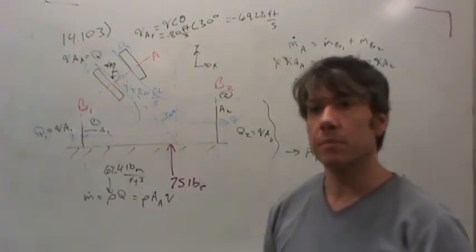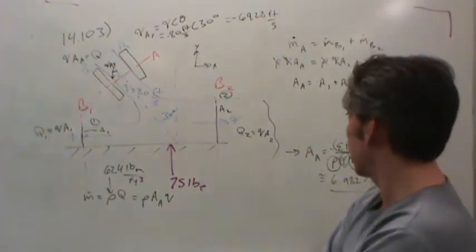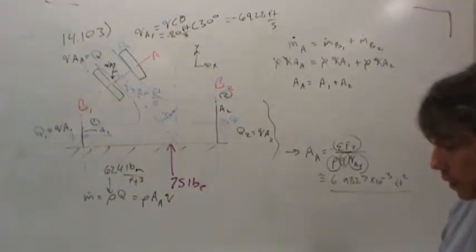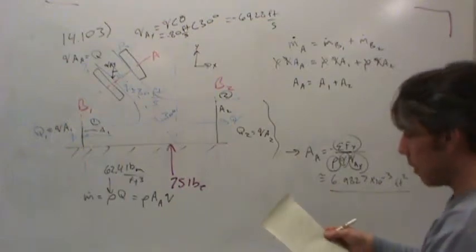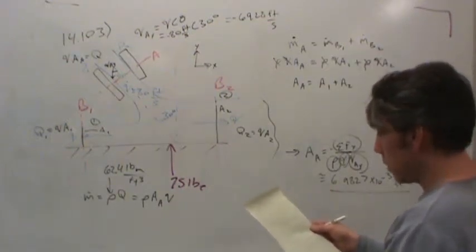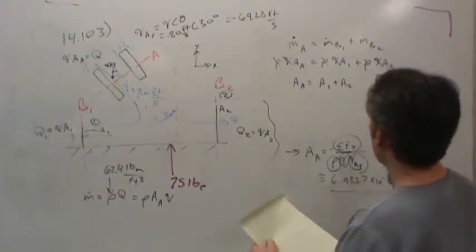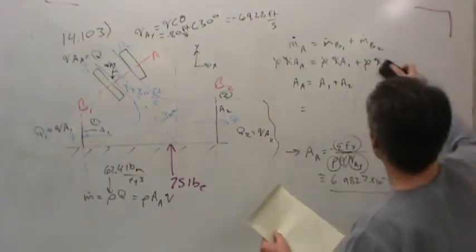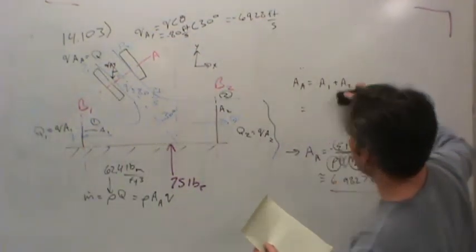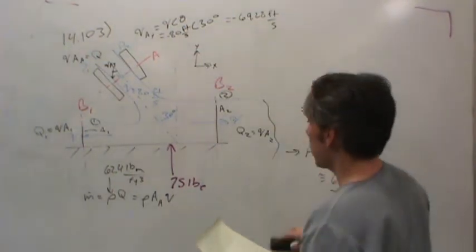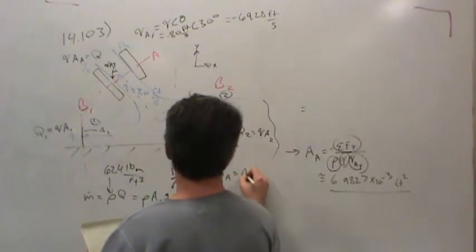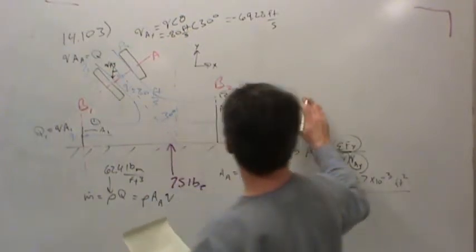Yes? For your cross-sectional area, yeah, right here. Yeah, I'm not getting that number. Well, let's find out. Let me get rid of some of this. In fact, let me move this out of the way. Can you see where that came from? The area at A is A1 plus A2. That way that's out of our way.